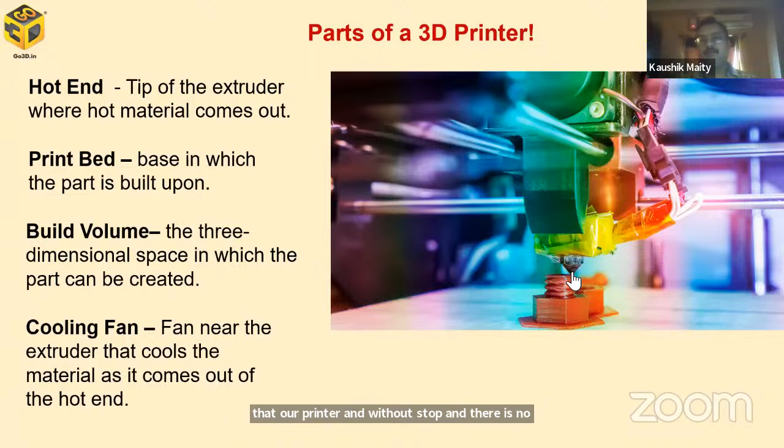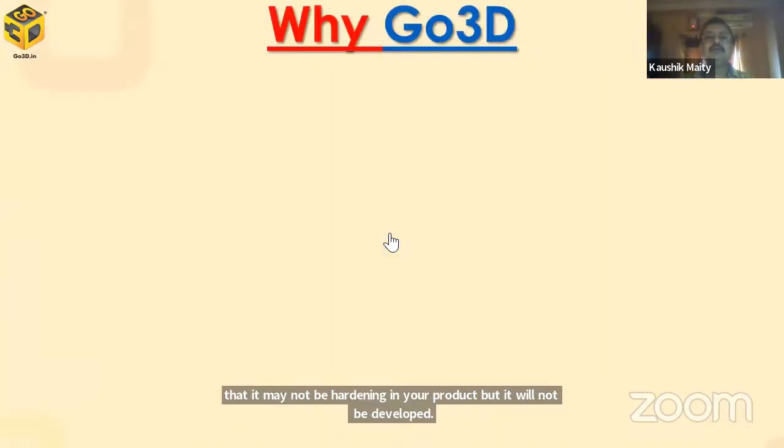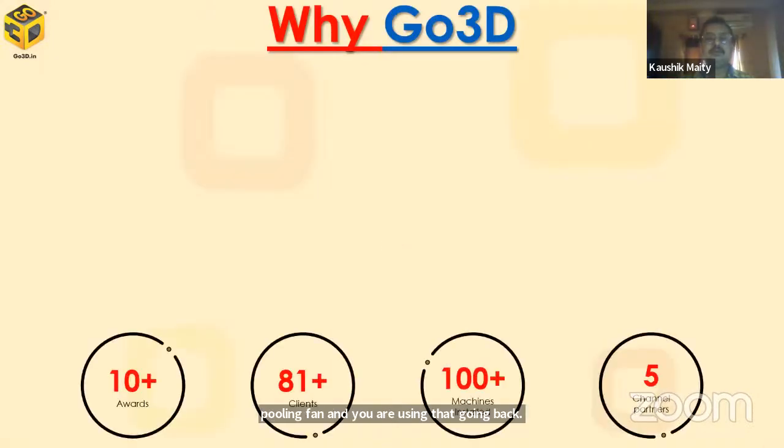Then we have a cooling fan. Whenever you increase the temperature to melt the material, you have to cool it. If you print the melted material and do not cool it afterwards, it will not harden and your product will not be developed. So you need a cooling fan for that. There is a cooling fan and you are using it. These are all the basic things of 3D printing.